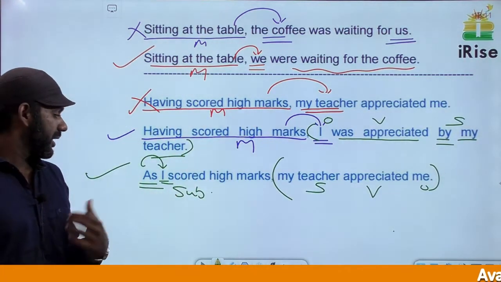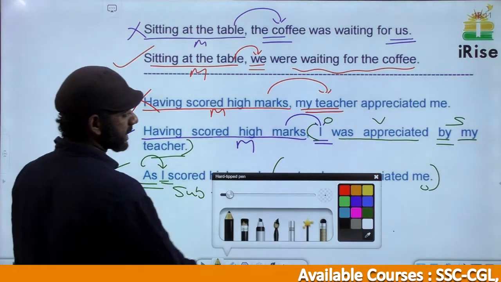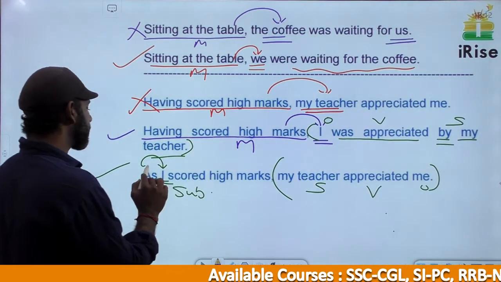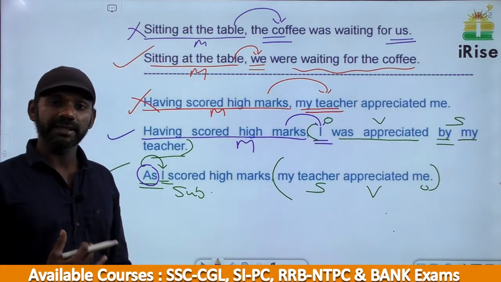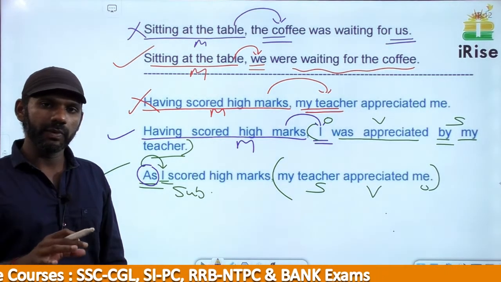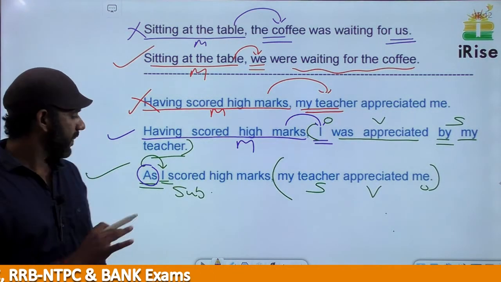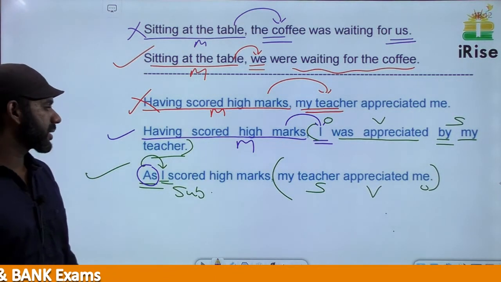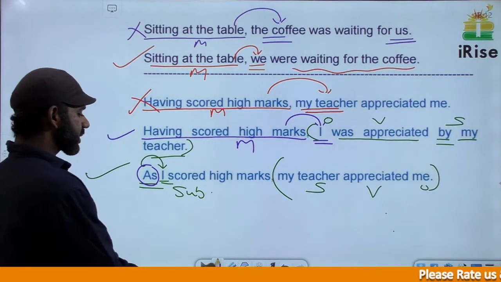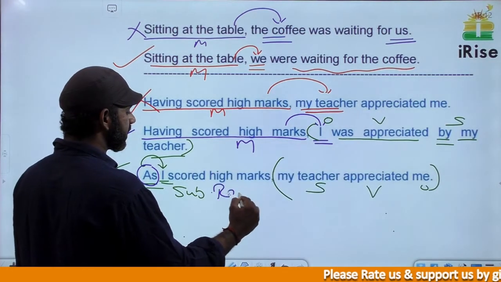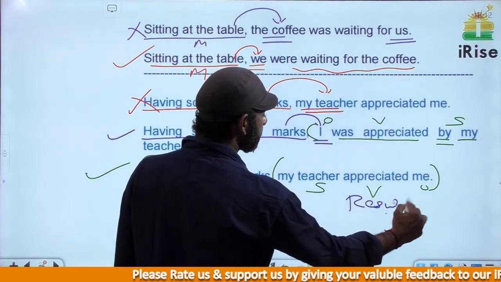If you can identify one more rule here, as is a cause and effect indicator. I gave it in the list of cause and effect indicators. Every cause and effect indicator must connect a reason and a result. And it's always a positive reason and a positive result, or a negative reason and a negative result, always. As I scored high marks, my teacher appreciated me. What is the reason here? I scored high marks is the reason here, and my teacher appreciated me is the result here.